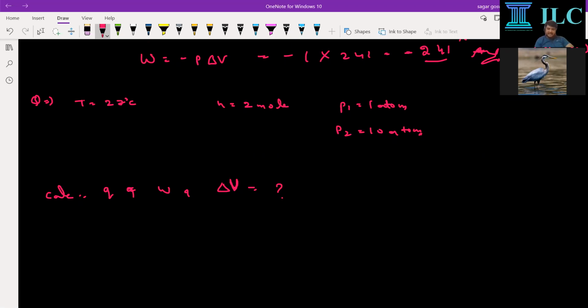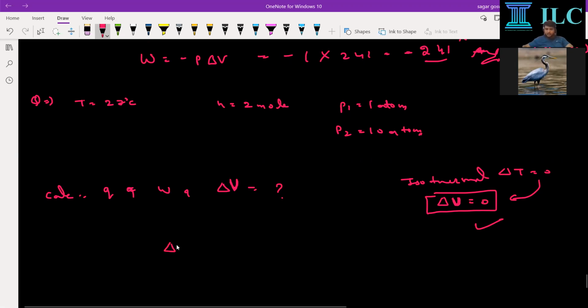If it is isothermal, heat and temperature are interlinked. I told you in the last class, in the isothermal case, if delta T is zero, then delta U must always be zero. Remember?